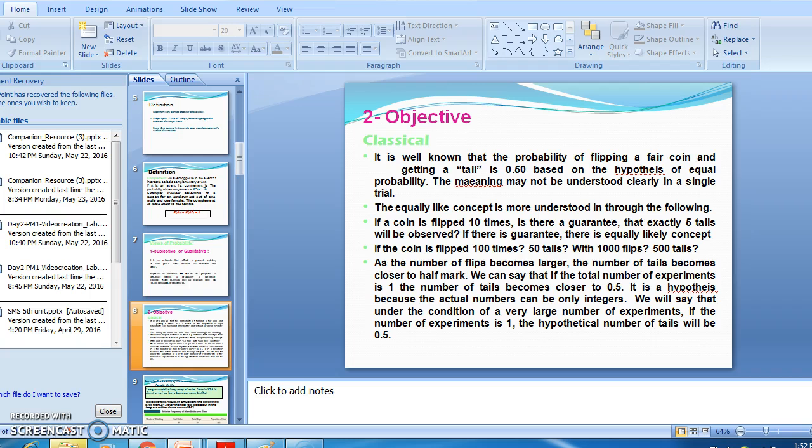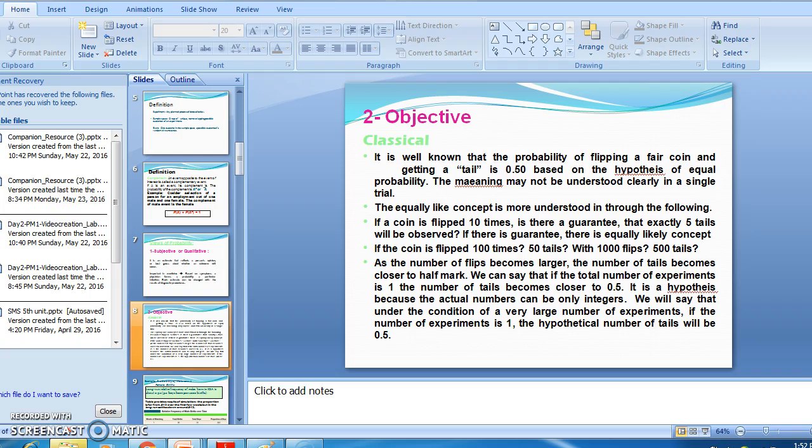Let's see some objective views of probability. It's well known that the probability of flipping a fair coin and getting a tail is 0.5, based on the hypothesis of equal probability. The meaning may not be understood clearly in a single trial. The equally likely concept is more understood through the following.